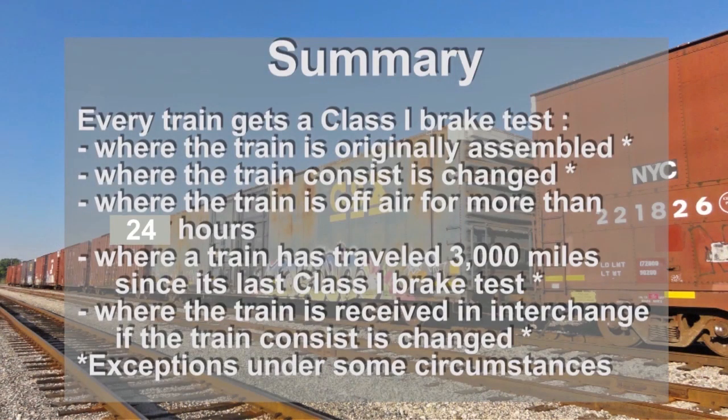Summary. Every train gets a Class 1 brake test where the train is originally assembled, where the train consist is changed, where the train is off air for more than 24 hours, where a train has traveled 3,000 miles since its last Class 1 brake test, and where the train is received and interchanged if the consist has changed. These items may have exceptions under some circumstances.